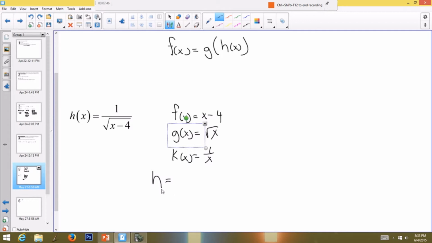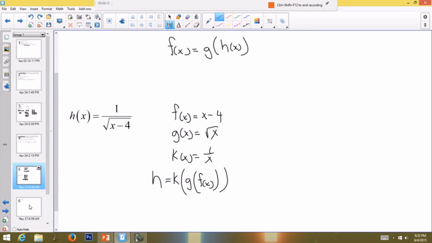And so h of x, and again, I'm working from the innermost out. My innermost one is f of x, and that is going to be composed with g of x, which is going to be composed with k of x. So I do the first thing, I subtract 4, then I do the second thing, take the square root, and then I do the third thing, 1 divided by that result.